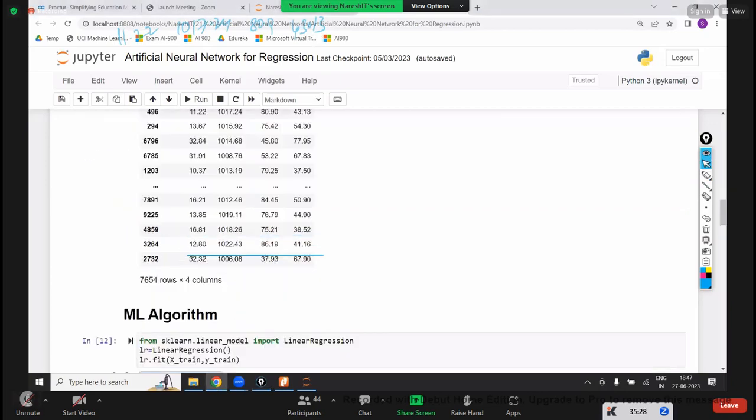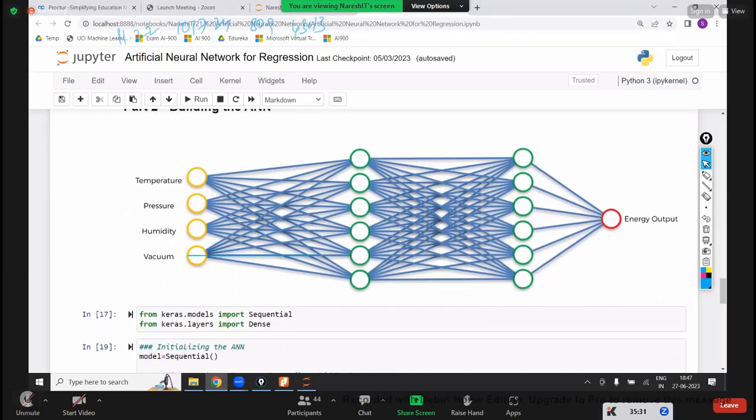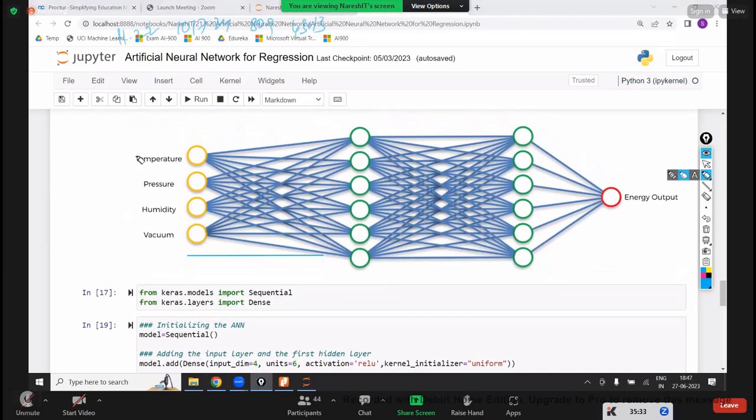Now, what will this input layer do? It will send this 11.22, 1017.24, 809, and 43.13. This information will be sent inside. The first record information will be sent inside. That is the input layer. It will send that information. One record is completed, a second record, second record completed, a third record, third record completed, a fourth record. It will apply the for loop. One record after one record.